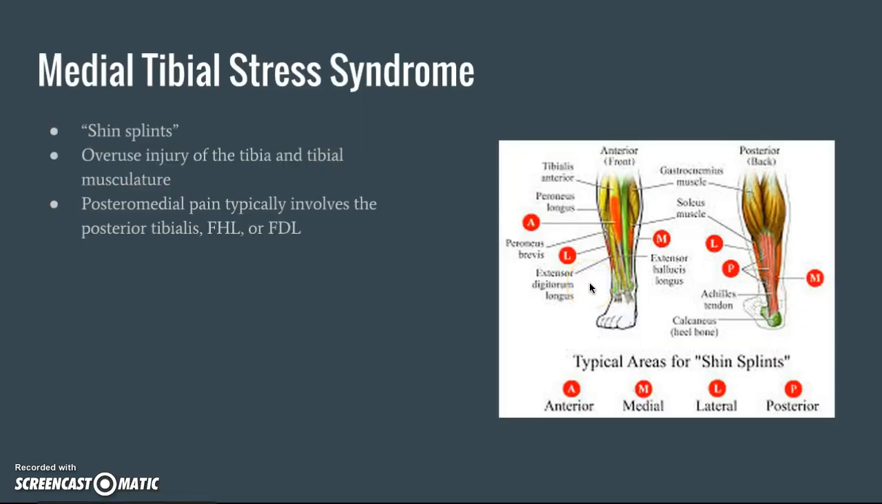An injury usually seen in ankle and foot injuries is medial tibial stress syndrome, commonly known as shin splints. It's a lot of overuse injuries of the tibial muscles. A lot of runners see this. Anyone who runs a lot, soccer, lacrosse, football, sometimes they even see it. Most of the pain is going to be typically in the posterior tibialis, flexor hallucis longus, and the flexor digitorum longus.